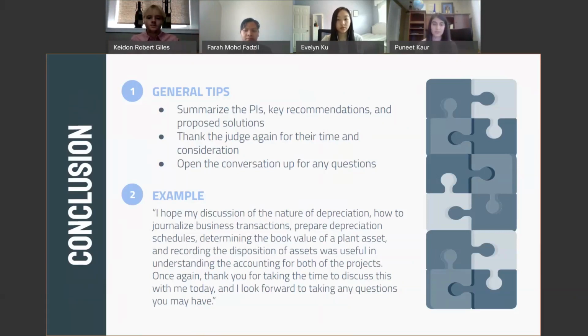So on the side, we also have another example of a potential conclusion. And as you can see, it started off with a list of different PIs. This is an accounting case, so it would be slightly more technical. And after they were done stating the PIs, they moved into how it would be used for the specific project or plan that was mentioned in their case study scenario. Then they move into thanking the judge and, basically hinting at, I look forward to taking any questions you may have. That's another way to phrase it if you don't want to ask specifically, do you have any questions? But overall, it walks through exactly what you need to do to conclude and wrap up your presentation smoothly.